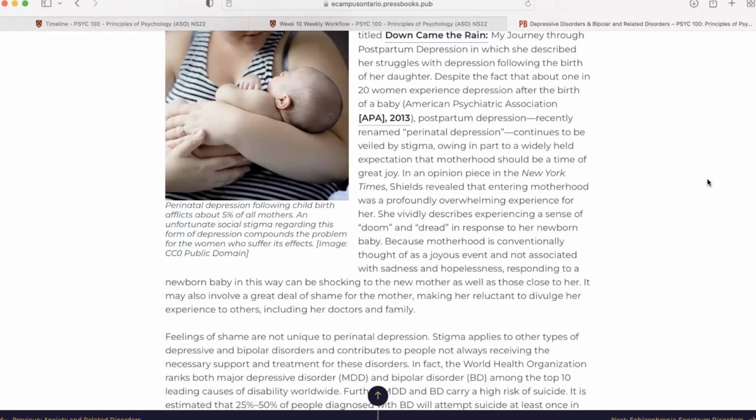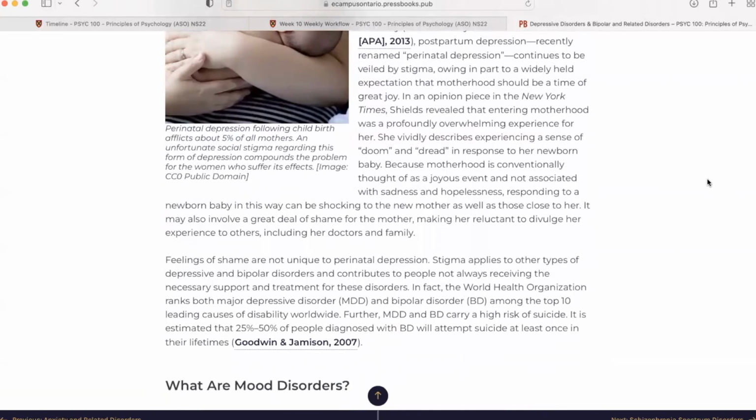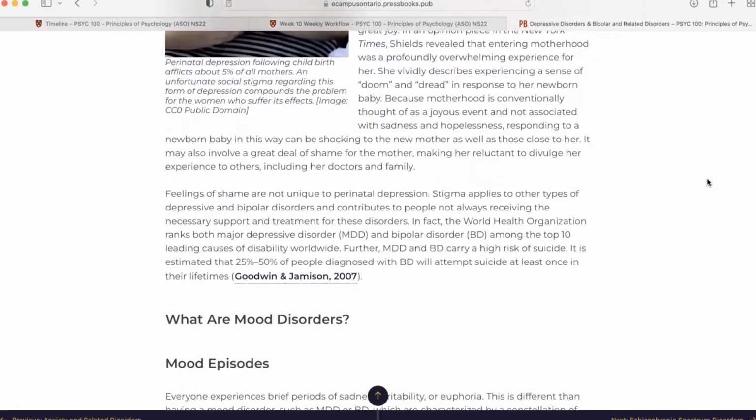In an opinion piece in the New York Times, Shields revealed that entering motherhood was a profoundly overwhelming experience for her. She vividly describes experiencing a sense of doom and dread in response to her newborn baby. Because motherhood is conventionally thought of as a joyous event and not associated with sadness and hopelessness, responding to a newborn baby in this way can be shocking to the new mother as well as those close to her. It may also involve a great deal of shame for the mother, making her reluctant to divulge her experience to others, including her doctors and family.